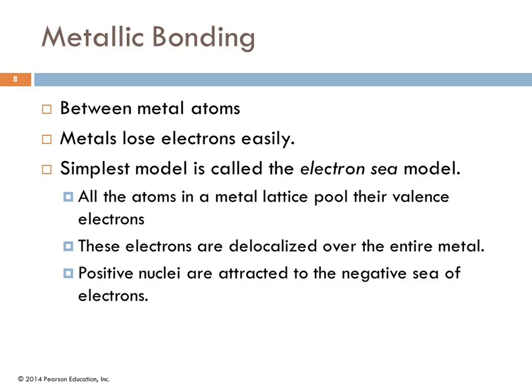Metallic bonding happens between metal atoms only. Metals lose electrons easily. The simplest model here is called the electron sea model. And so we think of this in this way. All the atoms in the metal lattice pool their valence electrons, and those electrons are delocalized. They're just kind of spread out over the entire metal. And then the positive nuclei are attracted to this negative sea of electrons.